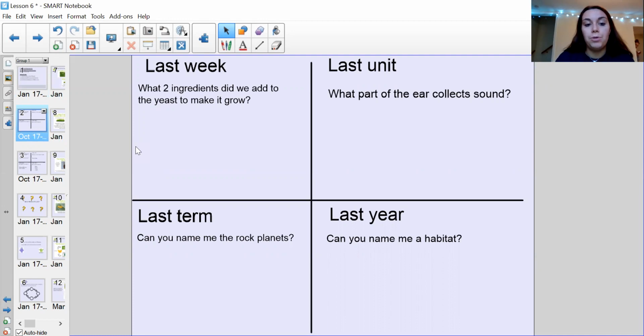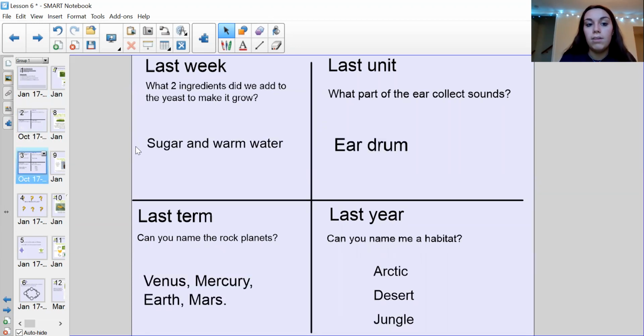Our third question, we're going to need to remember all the way back till last term for our space topic. Can you name me all of the rock planets? So have a think about the rock planets and can you name them for me? And our last year question, can you name me a habitat? So have a think, it can be any type of habitat. There'll be lots of different answers to this one. And just write it down on a piece of paper and we will go through the answers. So pause the video, take your time, and then I will move on and go through the answers.